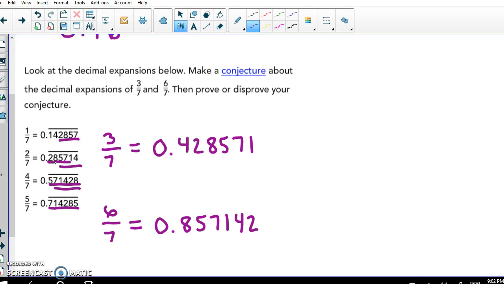So if we were to take this pattern, then 2/7 begins with this digit. So we could conjecture or guess that 3/7 would start with this digit, and 4/7 then would begin with the prior digit. So it's kind of interesting to look at some of these decimal expansions and the patterns that come about from these decimals.